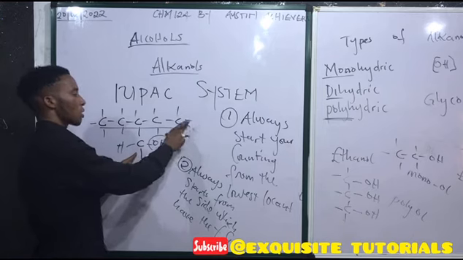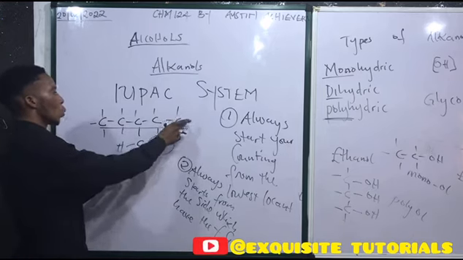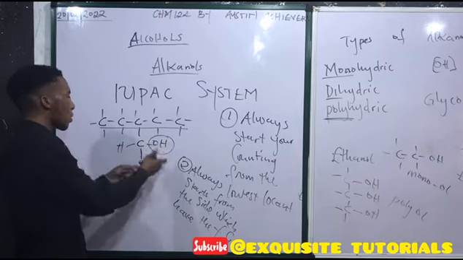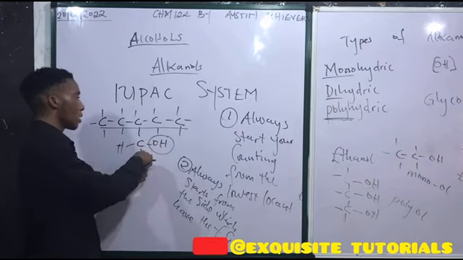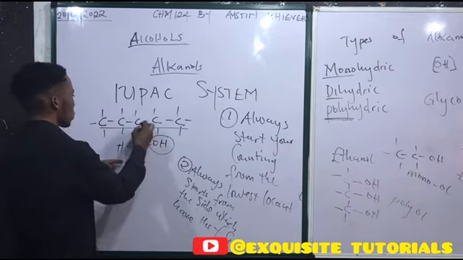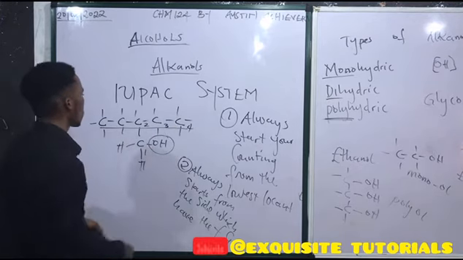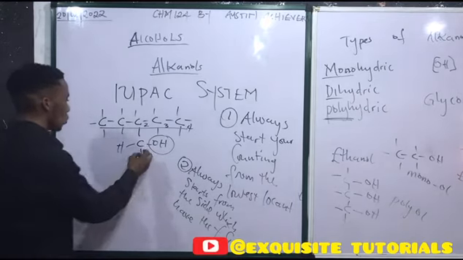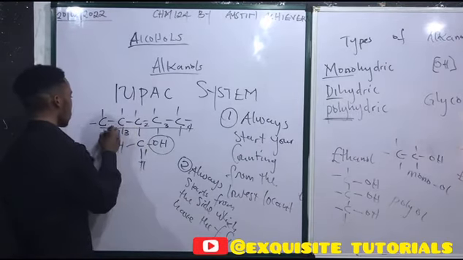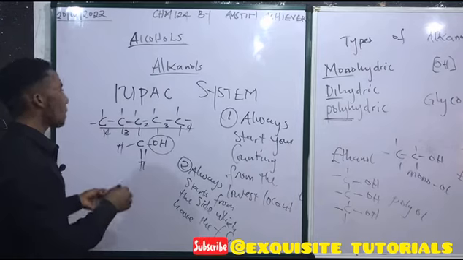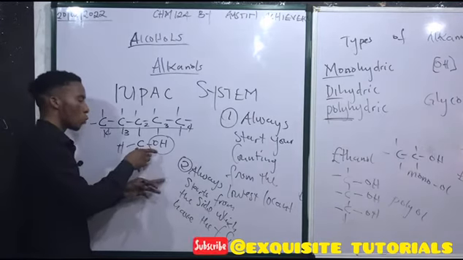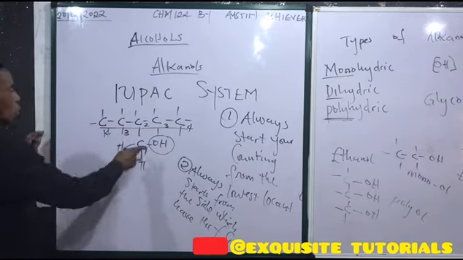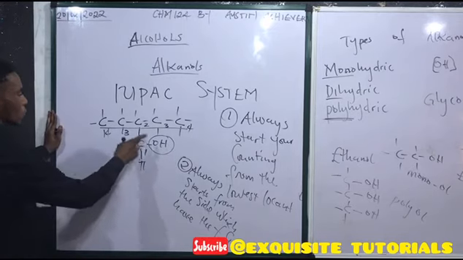Even if I have to start counting from here, some students will say 1, 2, 3, 4. It is wrong. Why shouldn't I start from here? Because the functional group is closer from here to here. Alright, 1, 2, 3, 4. But in all notions, you must start from the place that has the functional group. 1. Alright, 1, 2, 3, 4.